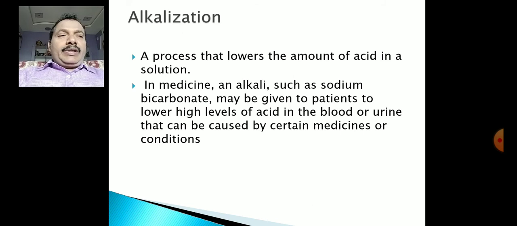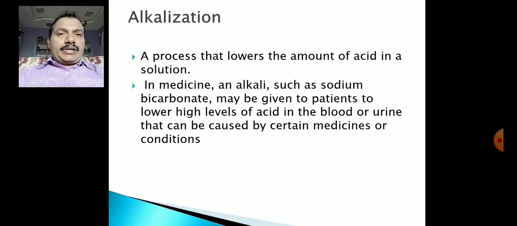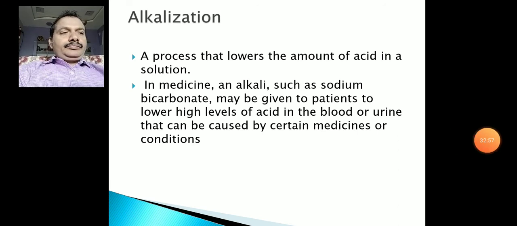The next important process is alkalization. This is a process that lowers the amount of acid in a solution. In medicine, an alkali such as sodium bicarbonate may be given to patients to lower high levels of acid in the blood or urine that can be caused by certain medicines or conditions. So this alkali plays an important role in decreasing the acidic content in the body.